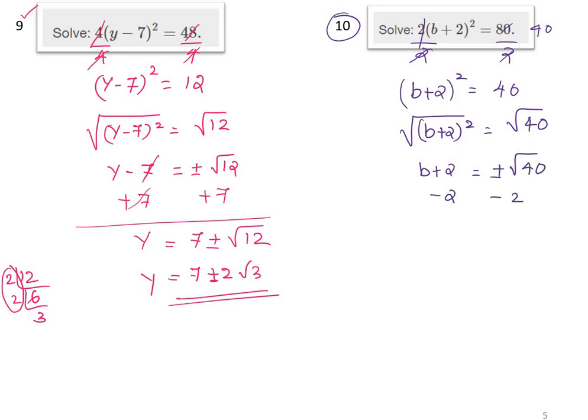Subtract 2 from both sides. The 2 gets cancelled out. b equals negative 2 plus or minus square root of 40.